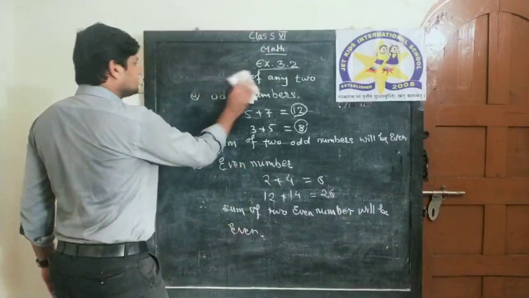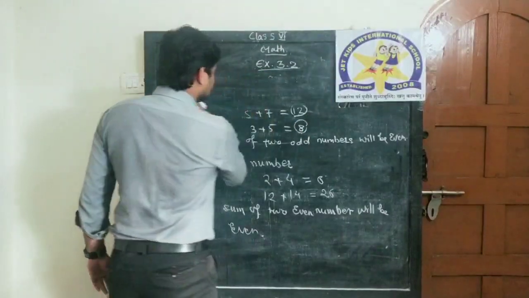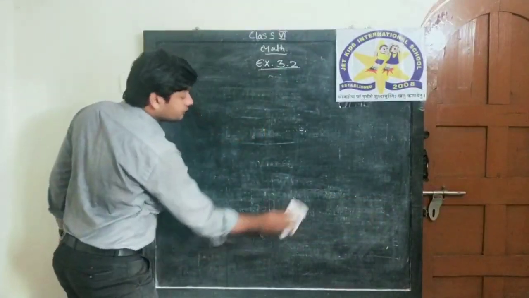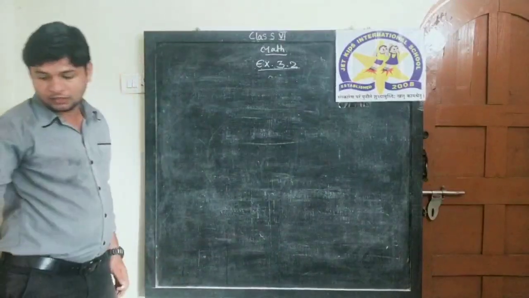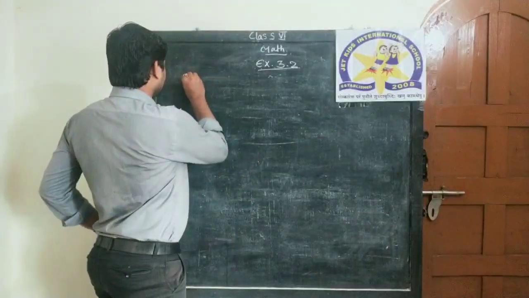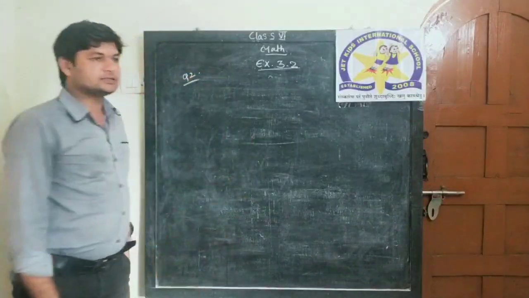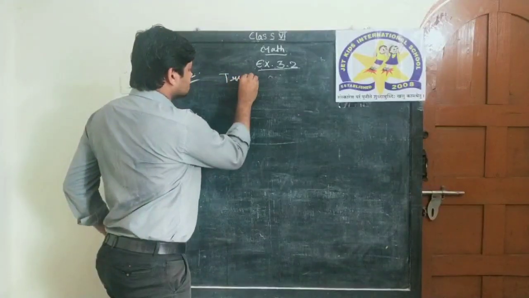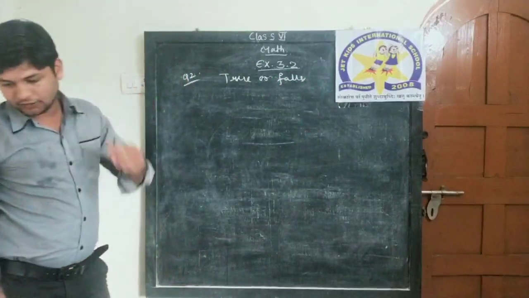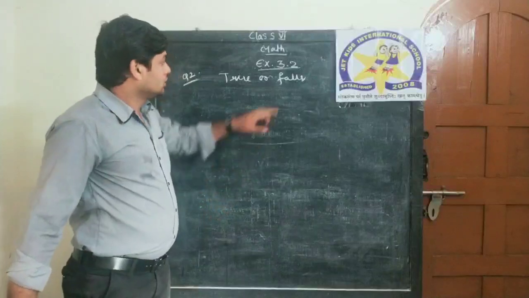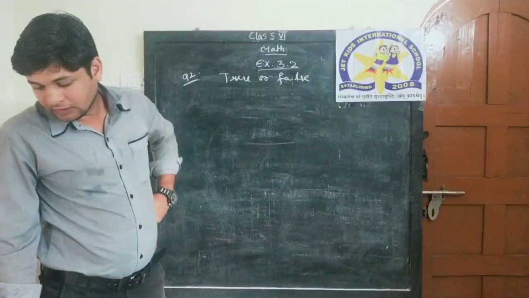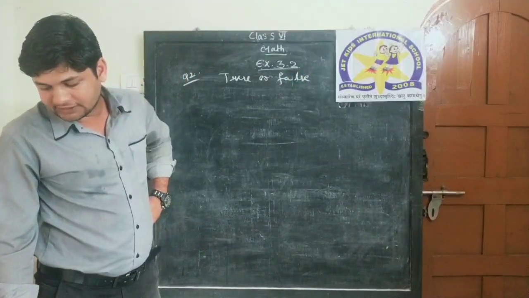Okay, now let us proceed to our second question. State whether the following statements are true or false. Question number 2: the given statements are true or false, that you have to find. Clear? Now, the sum of three odd numbers is even.